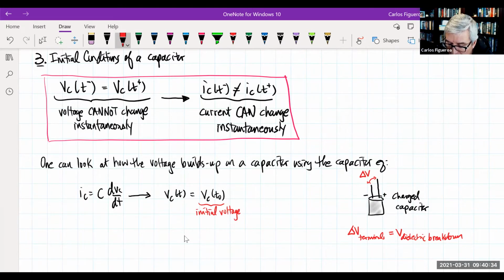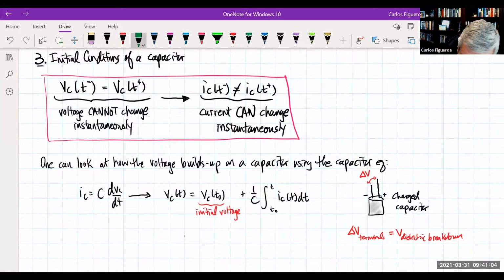But the vast majority of capacitors don't do this. So if you don't have these super, super high voltage capacitors, then it's going to hold on to that initial voltage. So then if I keep doing this integral here, what I'm really doing is a definite integral. There are two things here. How the voltage builds up on the capacitor is literally about this term here.